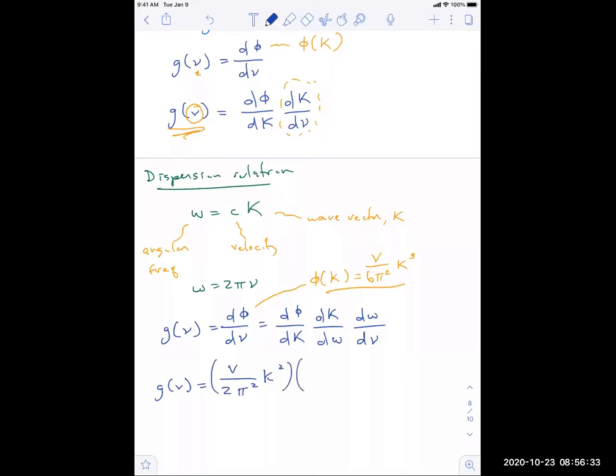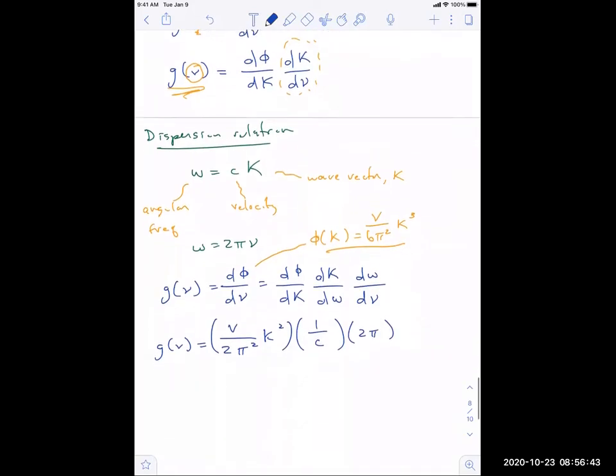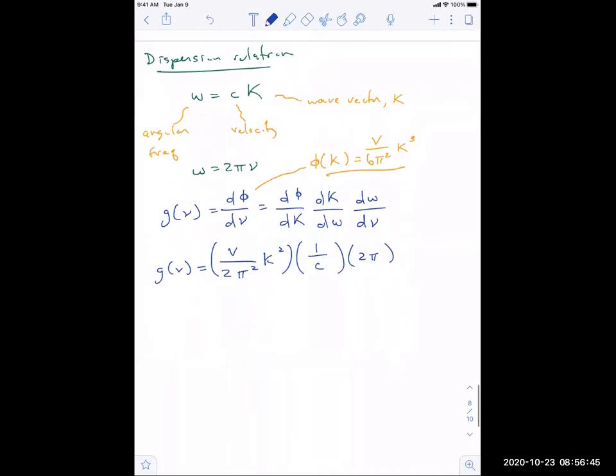And then the derivative of k with respect to omega is just 1 over c. And then the derivative of omega with respect to nu is 2 pi. So now I'm still not quite all the way there because it's kind of awkward in statistical mechanical space for me to have this density of states in terms of k. So I really just want this in terms of nu.